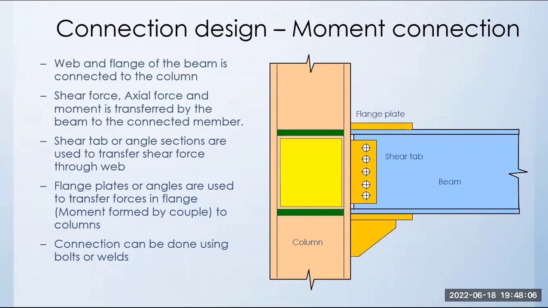One bolt to another bolt, what is the minimum distance? It is given in the code. You can refer to the code in Chapter 10, or Chapter J. I think it is 3D or 1.5D, 3 times the diameter. You can refer to that. Can you please tell me how to provide the connection between polymer? Okay, 2 more questions. Can you consider grade of steel S340 instead of 345?